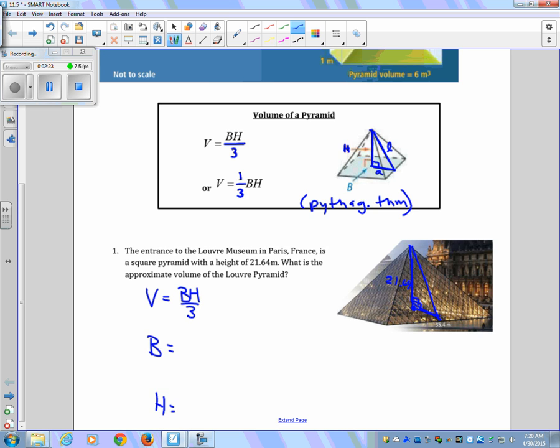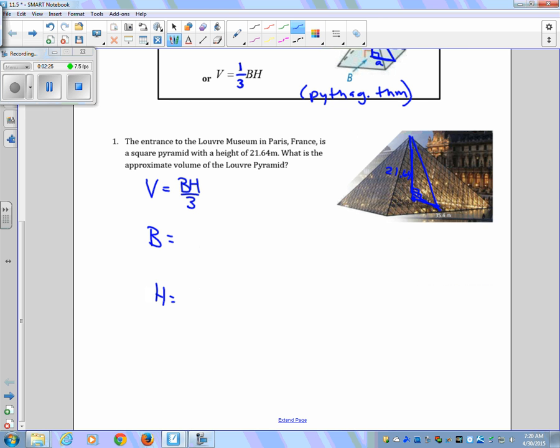H. If we were asked to find the surface area and the volume, we would just make one big list, and it would have B, H, slant height, and perimeter would be on here also if we were finding surface area. But we're just doing volume, so we need the area of the base and we need the height for volume. Well, they just give us the height. So how are we going to get the area of this base?